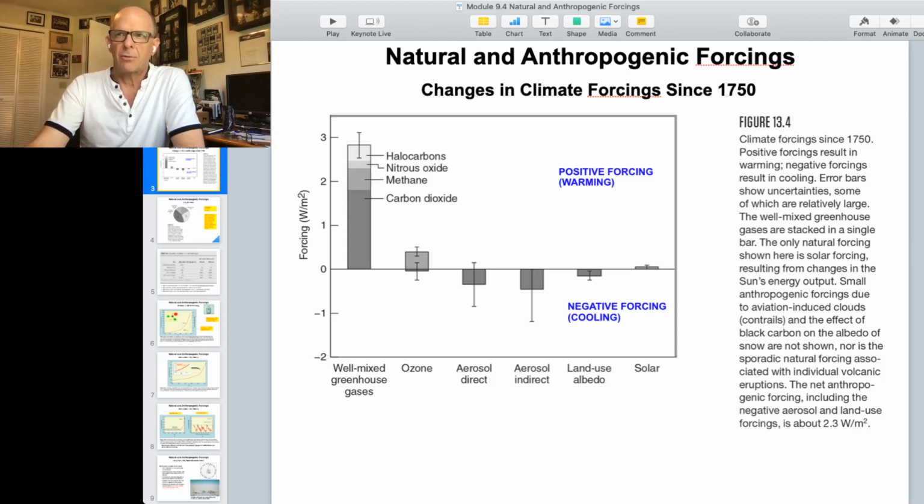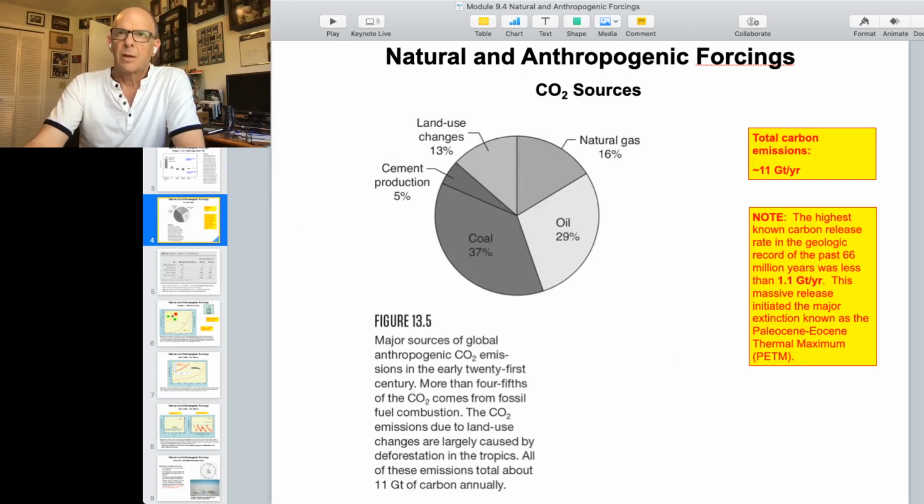So that's the magnitude of the forcing, and the takeaway from this slide really is that the anthropogenic forcing is the increase in carbon dioxide and methane in this first column, these guys primarily. It is a much larger forcing than any of the others, in particular the solar forcing, as we see.